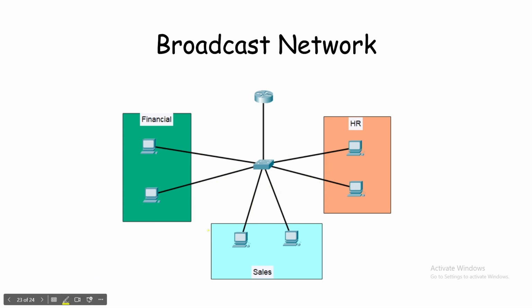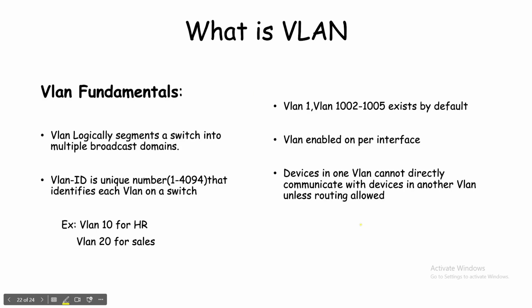And then the problem with the broadcast domain is the switch floods the frame to all the ports relevant to the departments. Because of this, it creates a security problem and also congestion because of the unnecessary broadcast traffic flow. To avoid this, we have a VLAN, which is Virtual Local Area Network. It is a way which segments the switch into multiple broadcast domains.